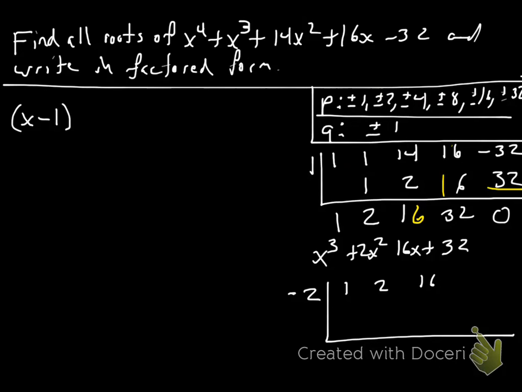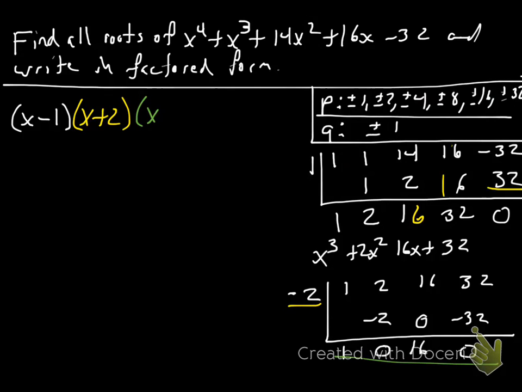So then I'm going to try negative 2. We have a lack of real estate. We'll do the synthetic division again. And I get a remainder of 0. Okay, so that means that x minus negative 2, or x plus 2, is a factor because I had a remainder of 0. And then what's left over is an x squared plus 0x plus 16 down here.